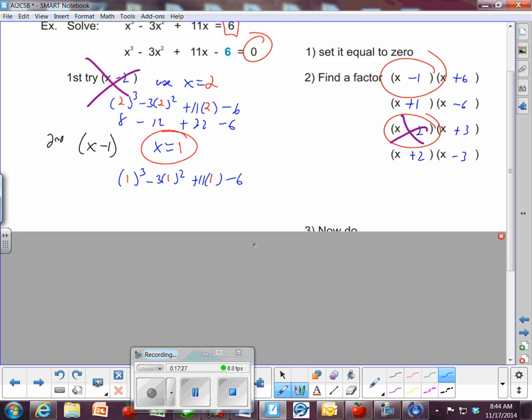We're just taking that original, right here, and subbing in 1. 1 cubed is 1. Negative 3 times 1 squared is negative 3. 11 times 1 is 11. Minus 6. Oh, that did not work. That's not good. What in the world? That's bad. This is very, very bad.